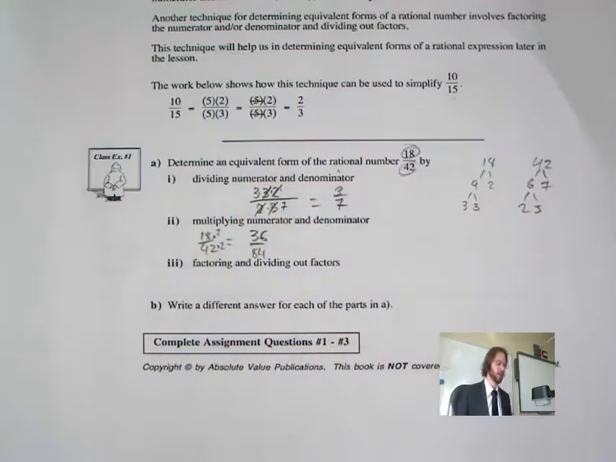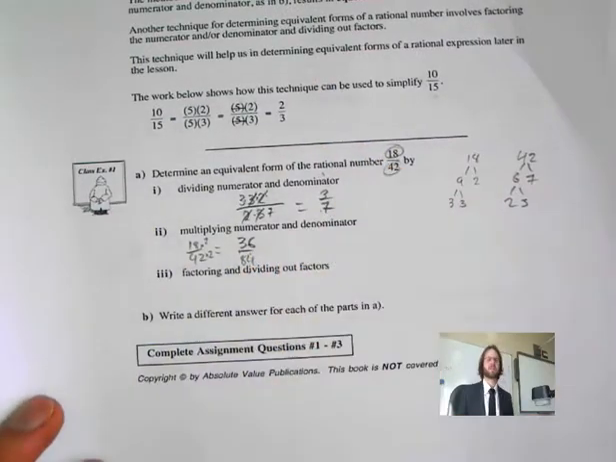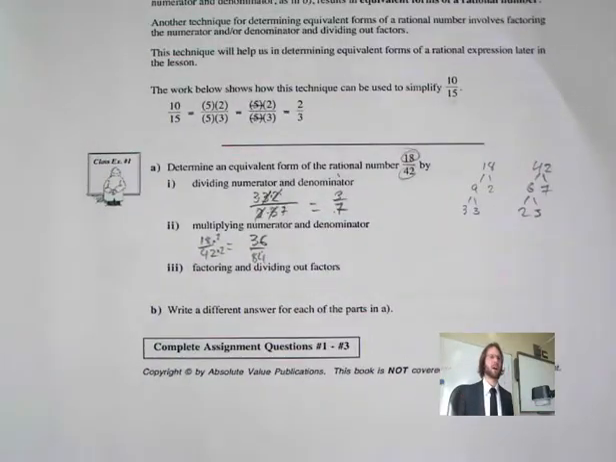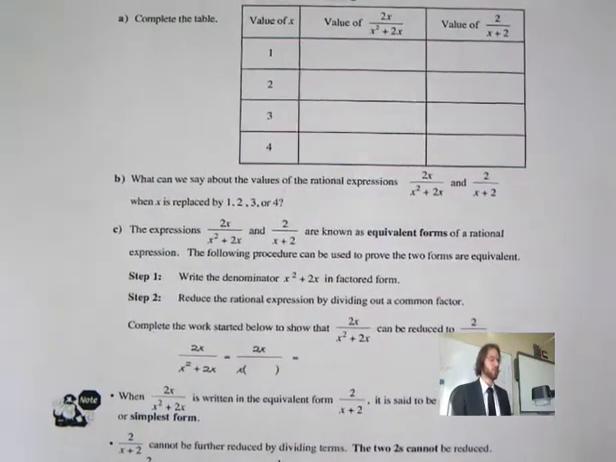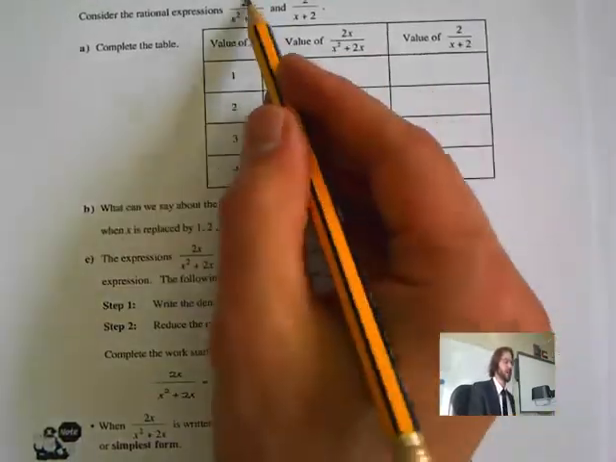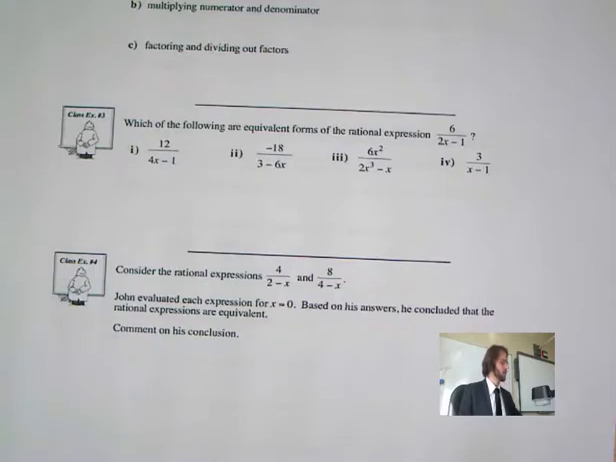Factoring and dividing, I kind of did this. So write a different answer for each part in part A. We'll just skip that. So that's the main idea, equivalent forms. These are all the same as that, just like 1/2 is the same as 2/4, or 3/6, or 4/8, or 7/14. Those are all 1/2. Okay? So here we're going to have a little investigation for you, but we're going to skip that. It's with rational expressions and the x's, but we are going to skip that here and go straight on to this.